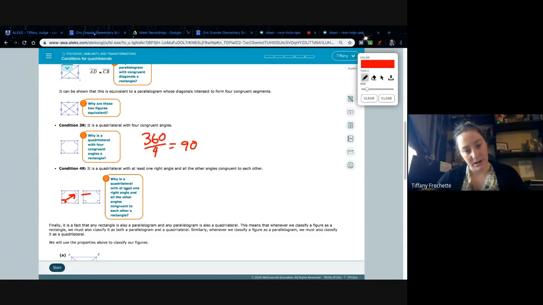Let's see. Why? I want to make sure because it's not a parallelogram, so I don't necessarily know right off the bat. So I may have to cut this part really quick.